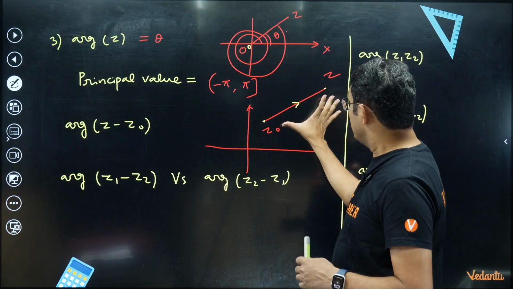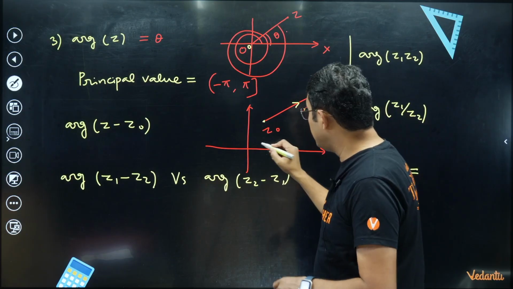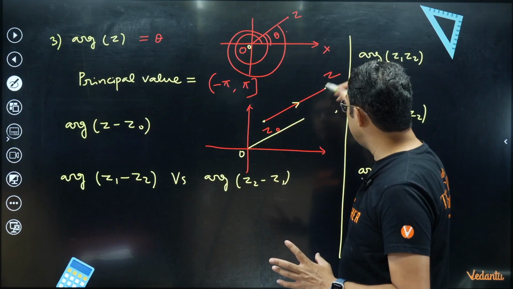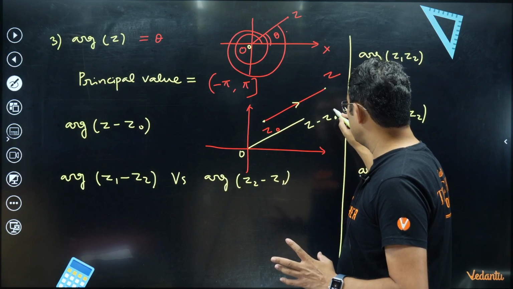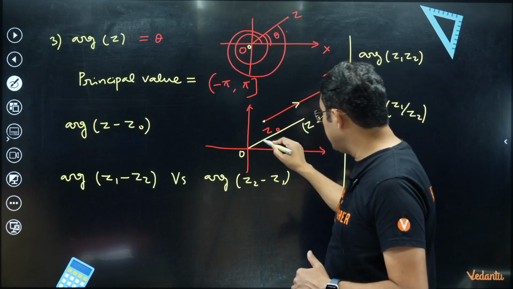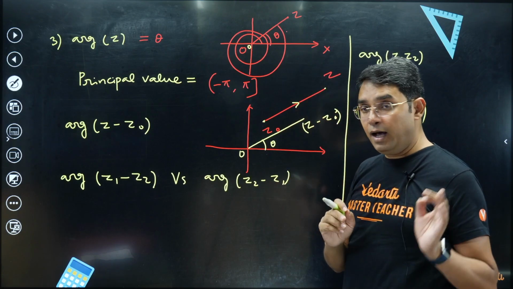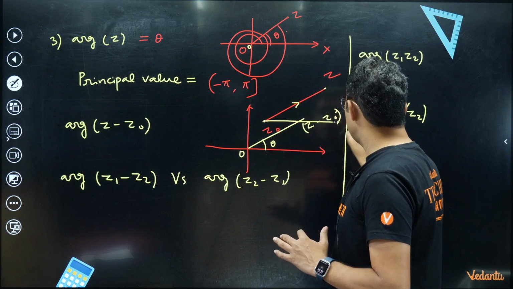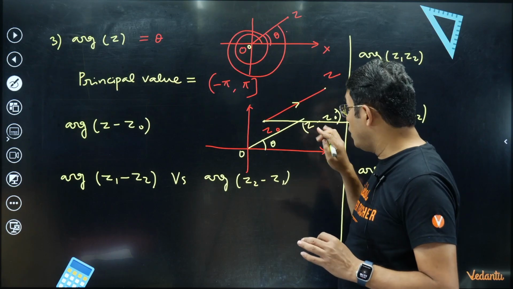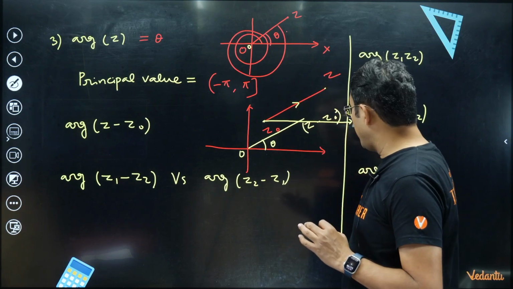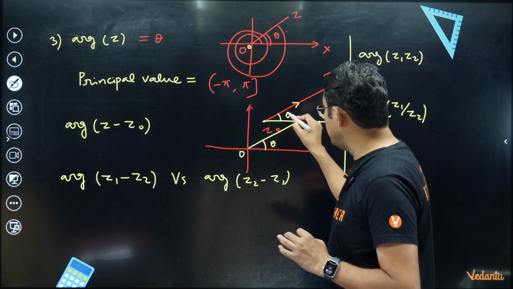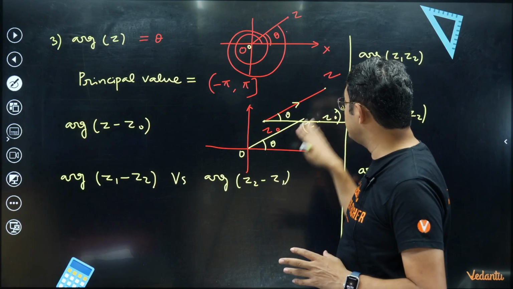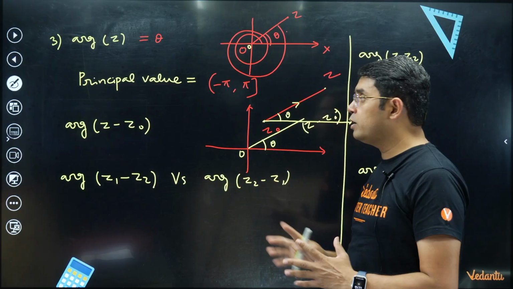Now do one thing, copy this and paste it so that your Z0 point now coincides with the origin. In this case, your Z will be coming at Z minus Z0, and Z0 will be coming at the origin. In that case, this angle, as we know the definition, will be the argument. So if we want this directly on this Z0 Z, draw a line passing through Z0 which is parallel to the x-axis. This angle theta will be the argument of Z minus Z0. Always this way you can think of argument of Z minus Z0.